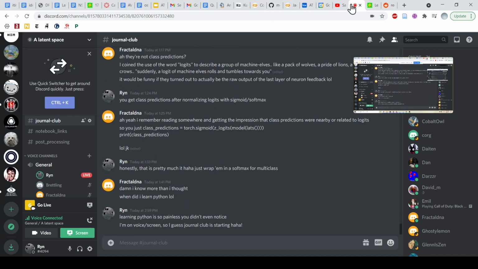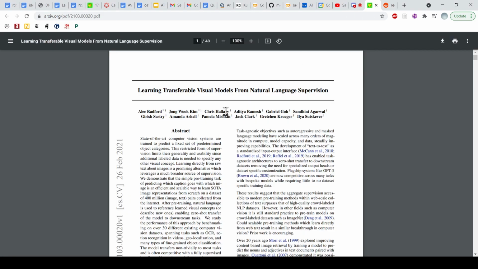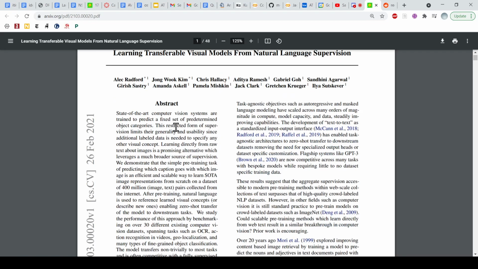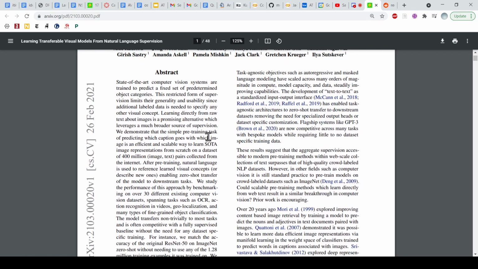Today we're talking about CLIP, probably my favorite network out of all of the networks that I've ever used or that have been trained. The paper is titled "Learning Transferable Visual Models from Natural Language Supervision." It's by OpenAI. Of course, these are the authors right here. So let's just jump into what the model looks like.